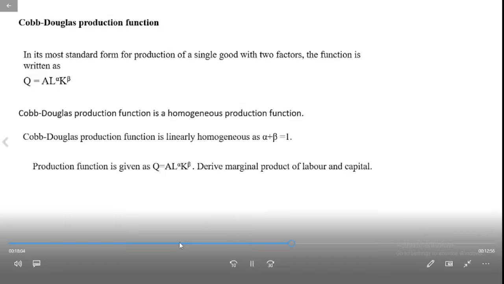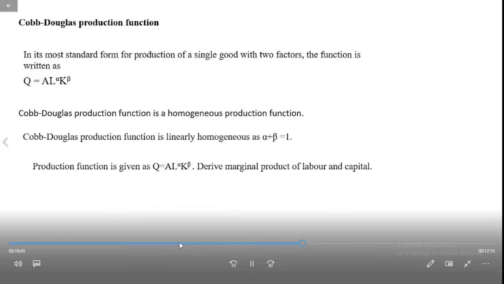So what is A? A is the total factor productivity. It depends on your technology. So how much output you are getting from these 2 inputs that you are using, it depends on your technology. When you are using a better technology, the value of A will be higher. So that is A, the total factor productivity. How much output we are getting from 1 unit of labor and capital, that is represented by A. Then what is L? L is the labor, and K is the amount of capital that we are using.